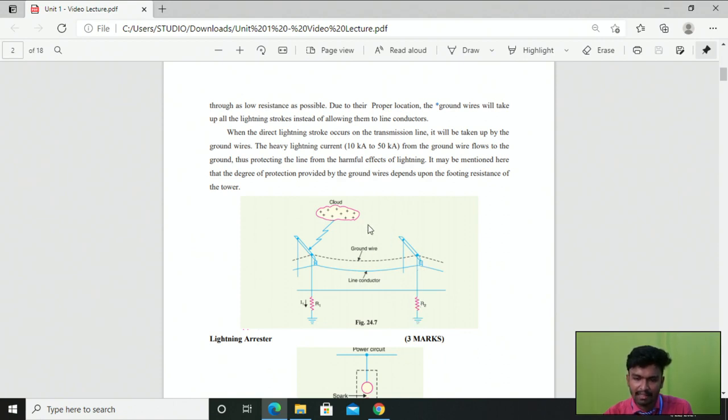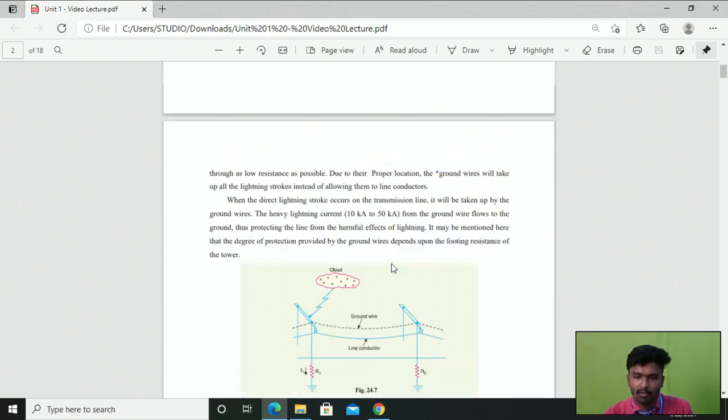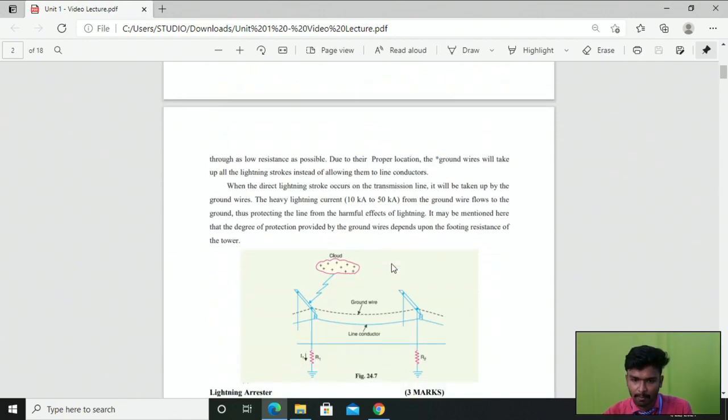So if the lightning stroke would fall onto the line conductor, before that we are installing the ground wire, so that by using this ground wire, the lightning strokes are diverted through this tower and then this footing resistance. In this way we are providing protection to our electrical apparatus present in our transmission lines and power systems with the help of the overhead ground wire, right?